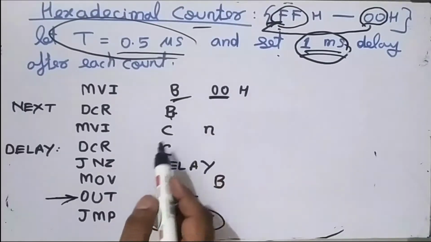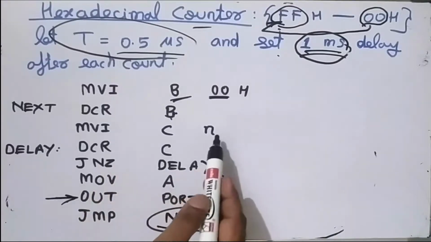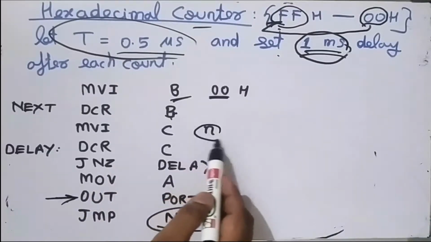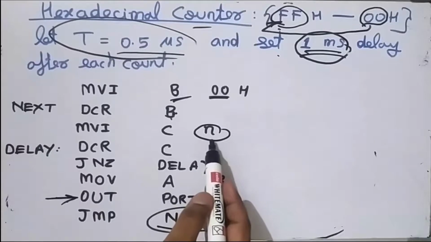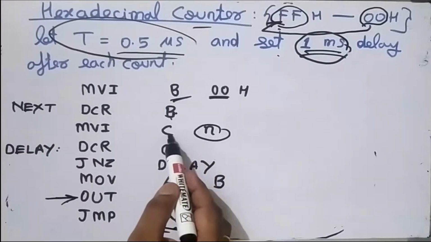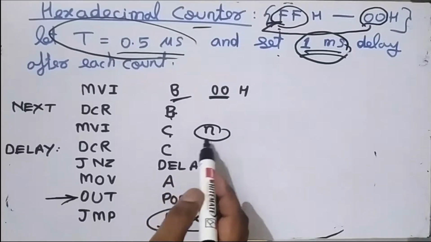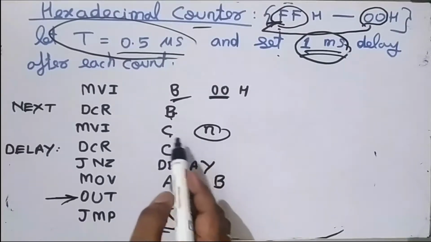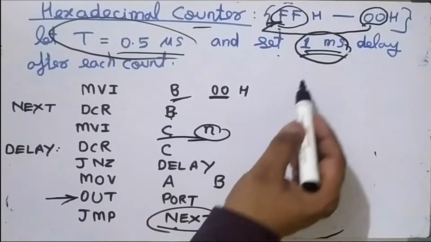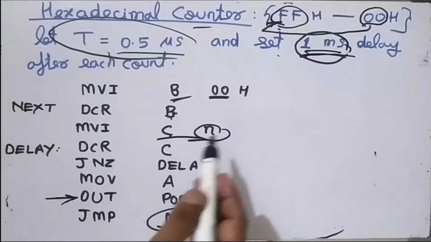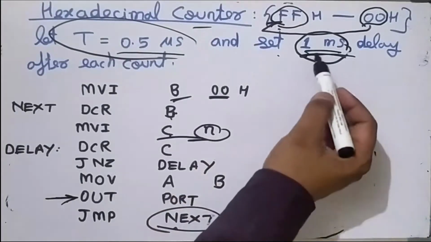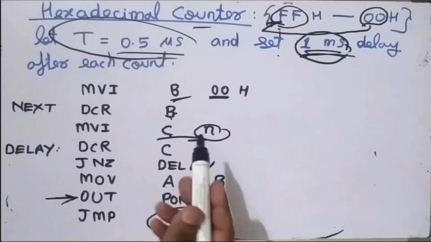Okay, now MVI C, N means a specific value N will be stored in register C. What is the purpose of C? This is for the internal delay produced, 1 millisecond. We also want a 1 millisecond delay between two consecutive numbers.